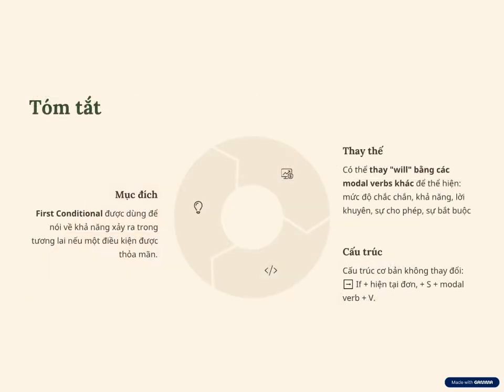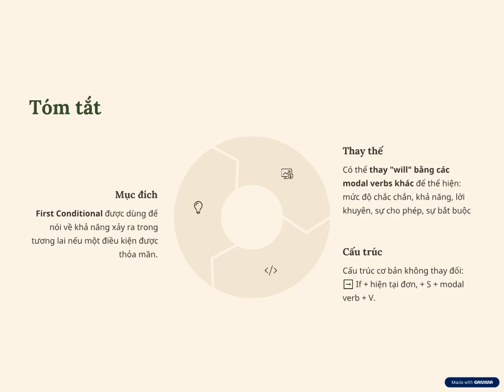This is the summary slide, where we review the key points about using modal verbs in first conditional sentences. On the left, we see the purpose. The first conditional is used to talk about real possibilities in the future, as long as a certain condition is met. Moving to the right, we discuss modal verb substitution.